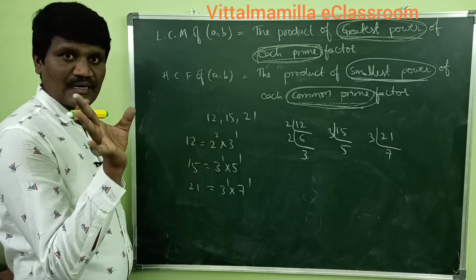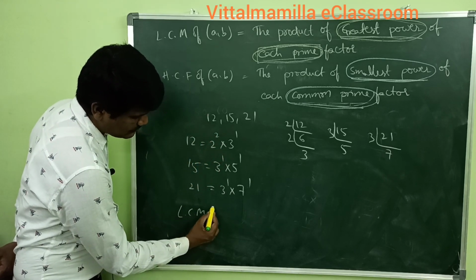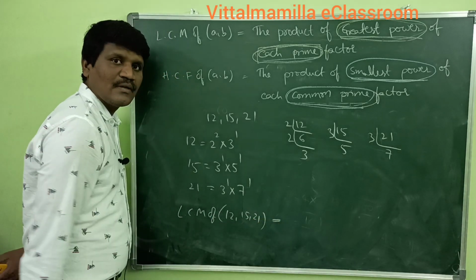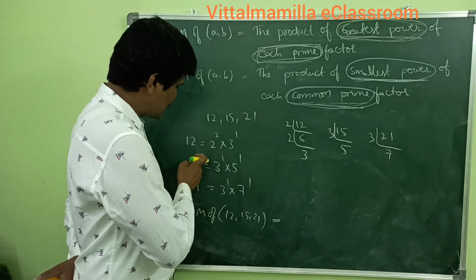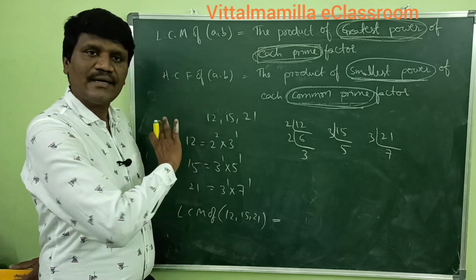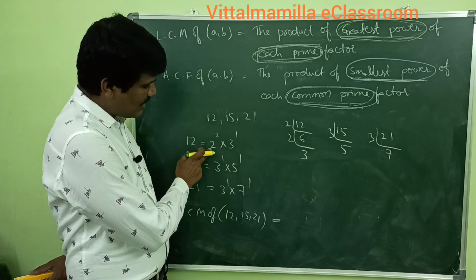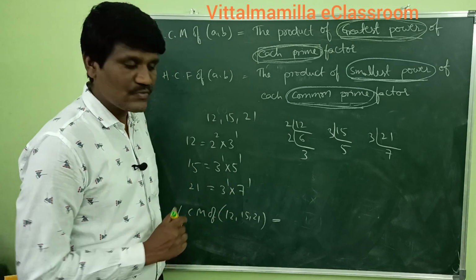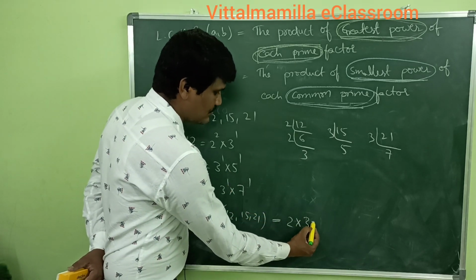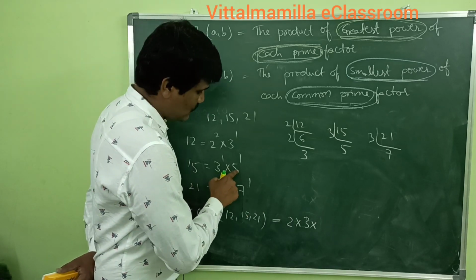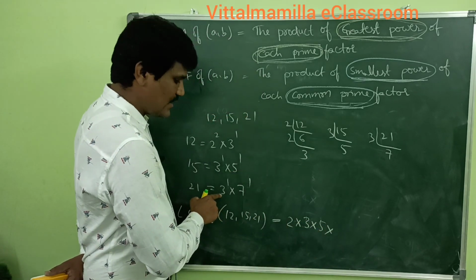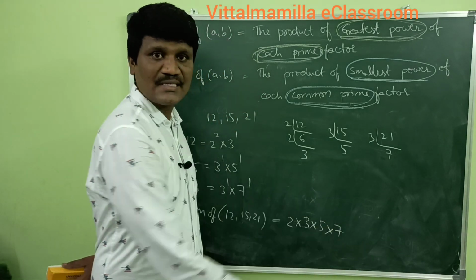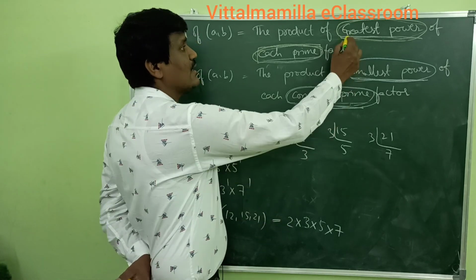Now you can easily understand the LCM of 12, 15, 21. Here what you should consider is, from these 3 prime factorizations you take each and every prime number. So here I am having 2 and 3, here 3 and 5, here 3 and 7. So what are all the prime numbers we are having? First one is 2 into 3. In the second one 3 is already taken, so only 5. And in the third one 3 is already taken, only 7. 2 into 3 into 5 into 7. Now I should take the greatest power.